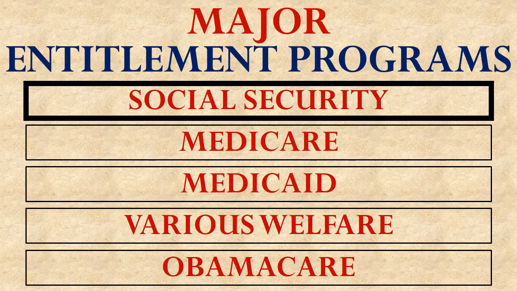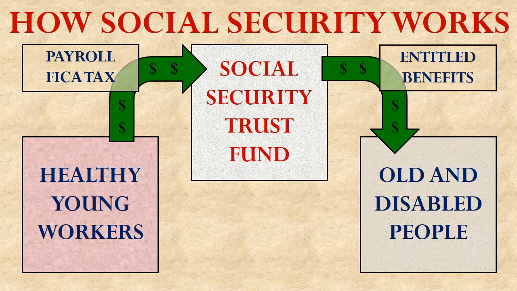In the previous lesson, we talked about how there are certain major entitlement programs, including Social Security, Medicare, Medicaid, various welfare programs, and Obamacare. We then singled one of these out for a closer look. That was Social Security. We first explored how Social Security actually works, how it takes money from healthy young workers through the payroll tax, sends it to the Social Security Trust Fund, and then from there it's distributed through entitled benefits to old and disabled people.